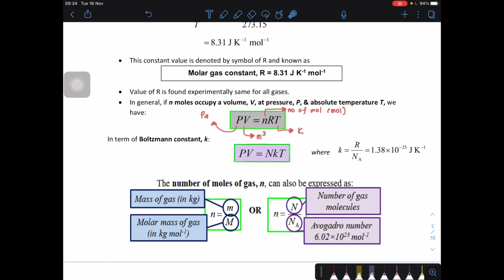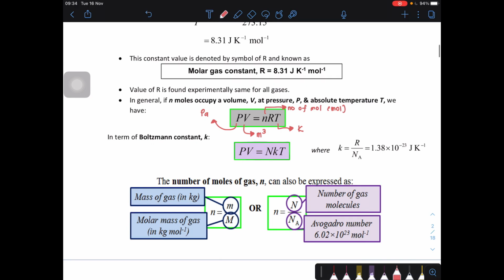Now it is in terms of the Boltzmann constant, which is the value for k. The value for k here is 1.38 times 10 to the power negative 23 joule per Kelvin. Okay, so this will be the equation. PV is still the same, but N here is different. Small n represents the number of moles, but capital N here represents the number of gas molecules. And k is the Boltzmann constant, P is still the same, and T is temperature.